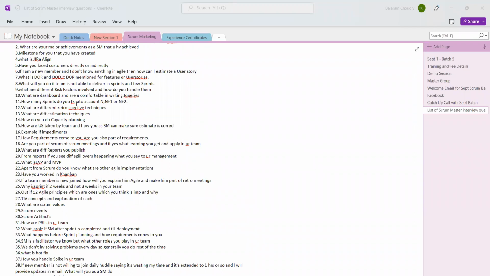Okay. Sure. Right. Now, how do you do the capacity planning? It is done. Just a minute. Okay. How are user stories taken by the team, and how can you as an SM make sure the estimate is correct? Okay. So firstly there is something called trust here. So user stories are taken. Just a minute, guys.